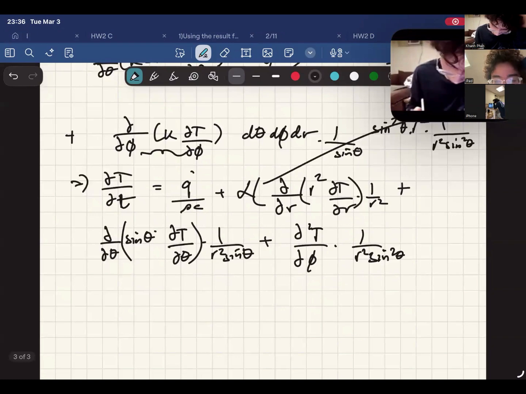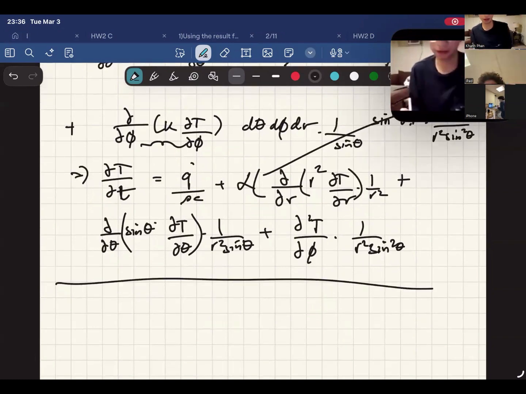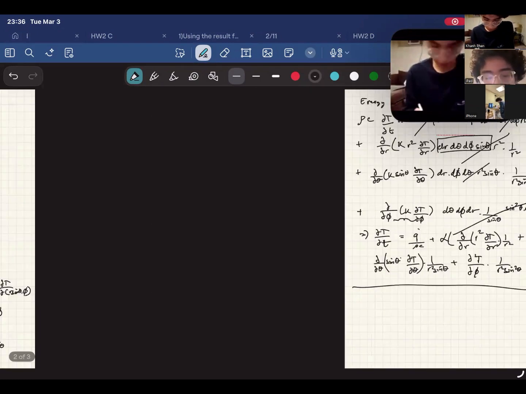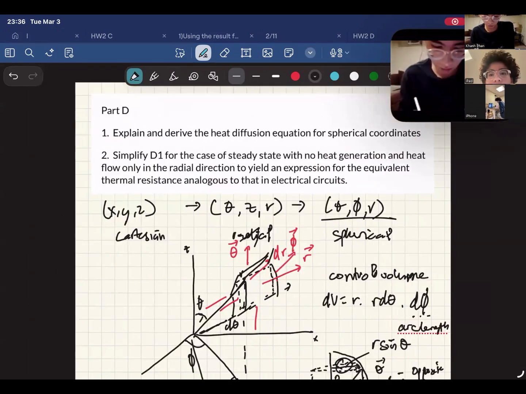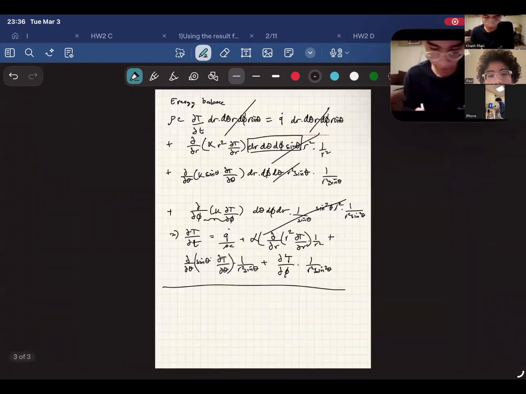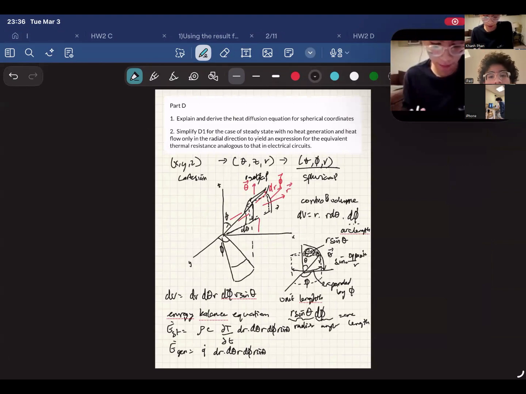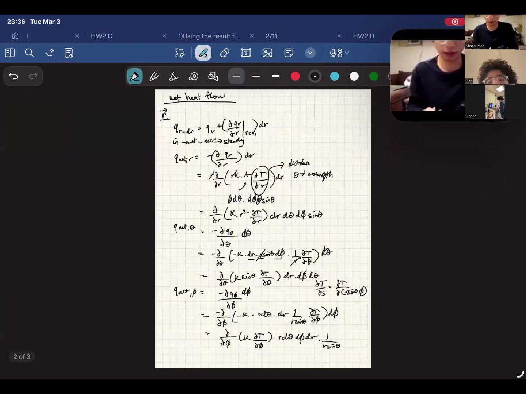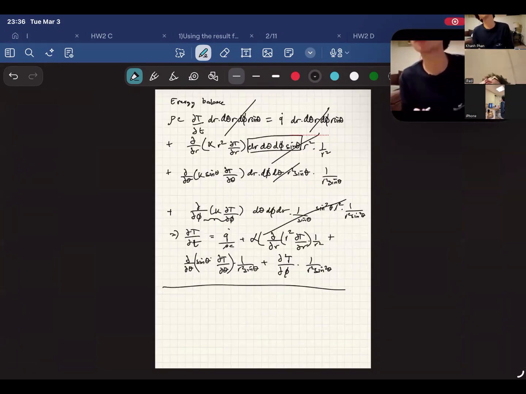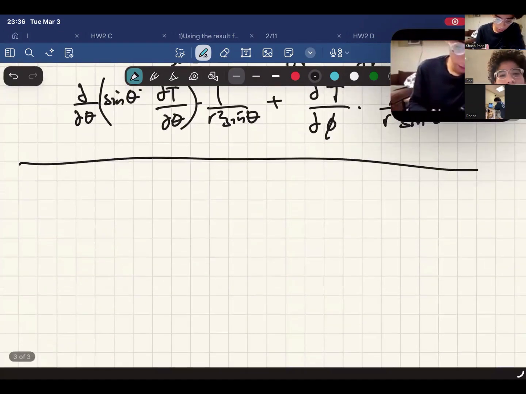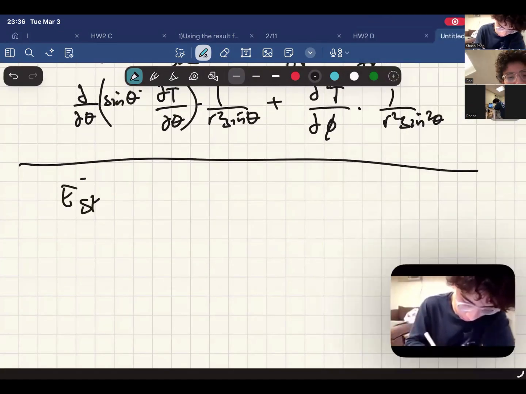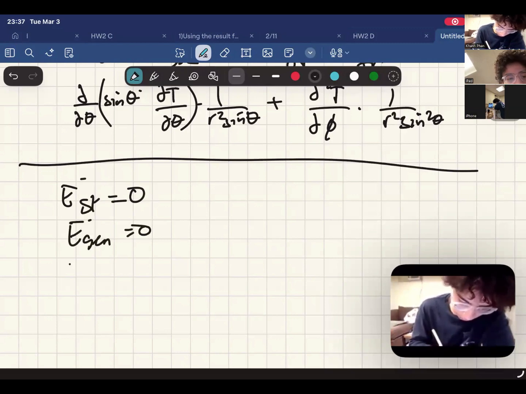So yeah, that is it, guys. So this is the heat diffusion expression for spherical coordinates. And then now I'm gonna simplify it with no heat generation, steady state with only radial direction. And we're gonna find the thermal resistance, okay? So we have energy storage is equal to 0, and energy generation is equal to 0, and no phi or theta direction.